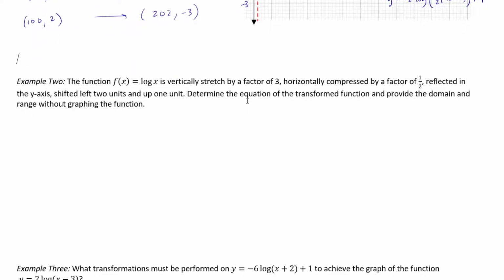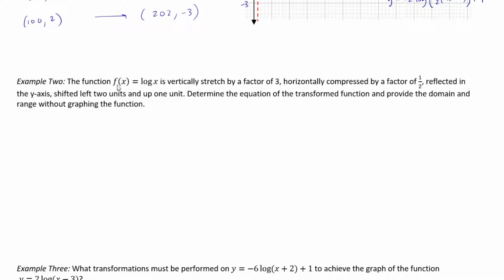The next question says the function f of x equals log x base 10 is vertically stretched by a factor of 3, horizontally compressed by a factor of 1/2, reflected in the y-axis, shifted left 2 units, and up 1 unit. Determine the equation of the transformed function and provide the domain and range without graphing the function.